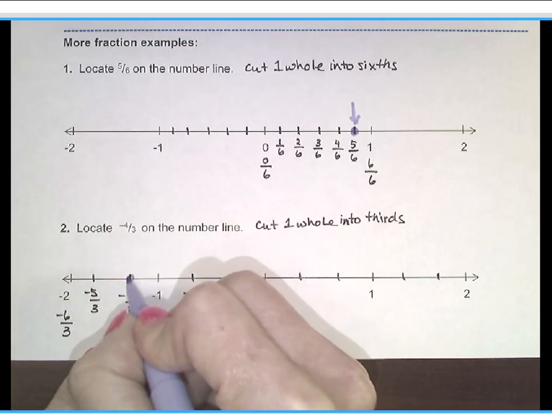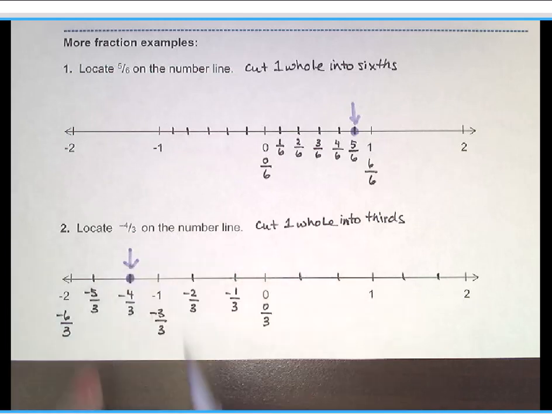We're trying to find -4/3. What I want you to see is that it's farther away from 0 than -1 is. And we've split the entire number line into thirds. So that's how you would work with fractions on a number line.